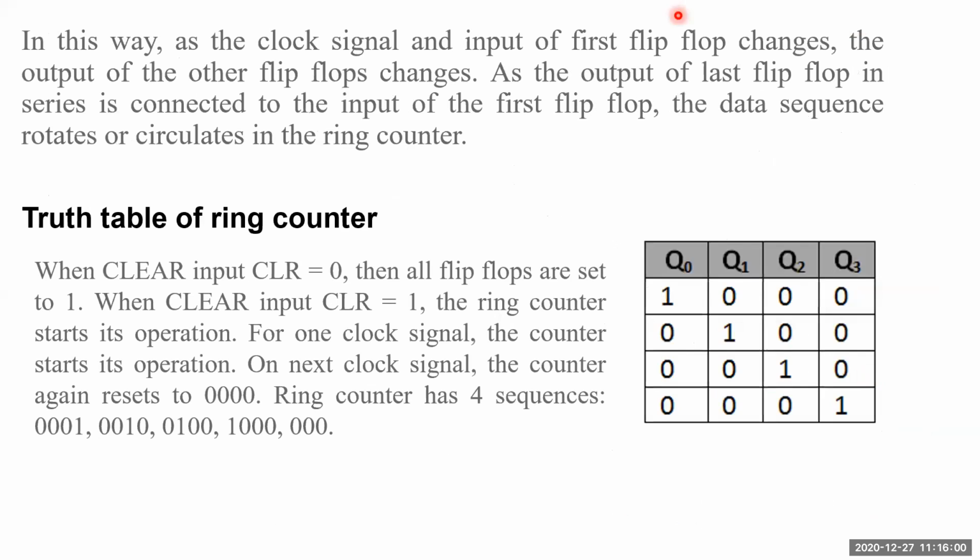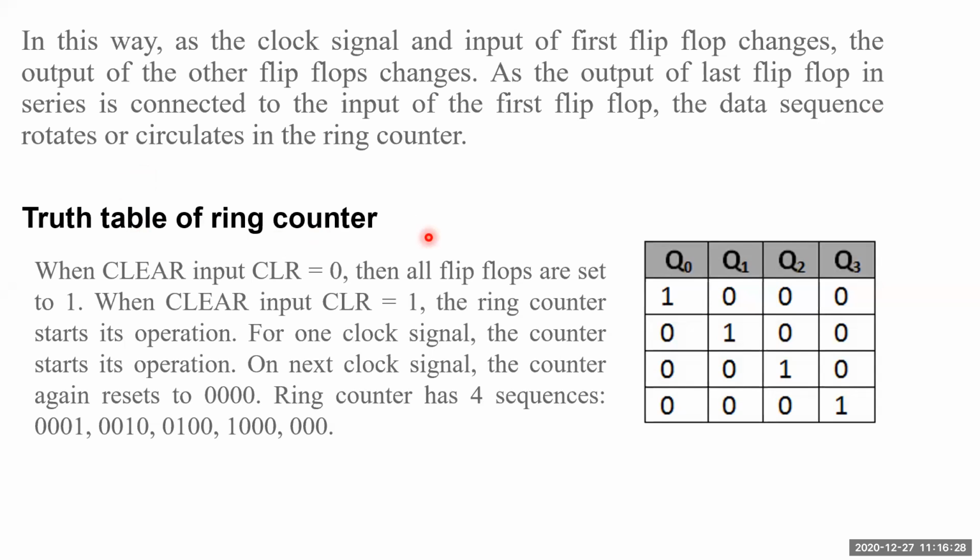You can see the same thing in the truth table we have kept here. In this way, the clock signal and the input of the first flip-flop change, and the output of the other flip-flop also changes. As the output of the last flip-flop is connected in series with the input of the first flip-flop, the data sequence keeps rotating all the time. The data sequence will be the same. Earlier it was 0, 1, 0, and for the second clock it has become 0, 0, 1. The same thing happens.